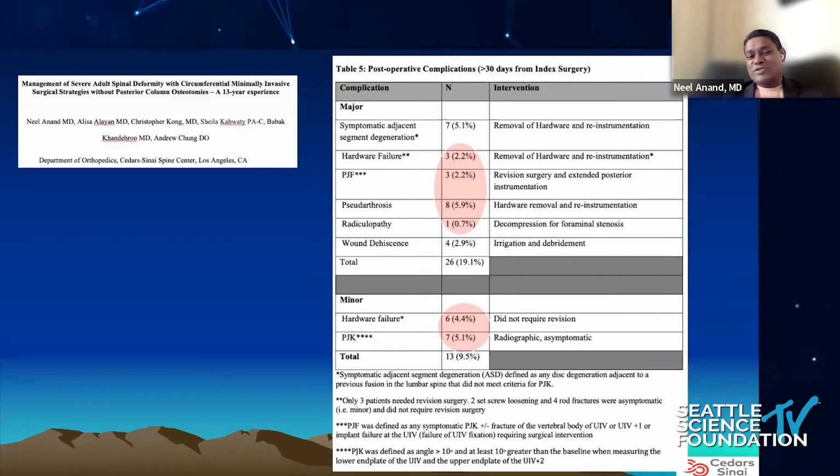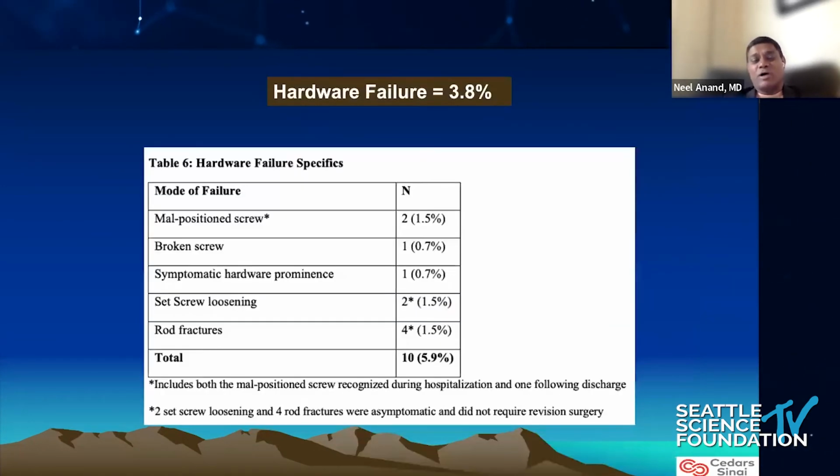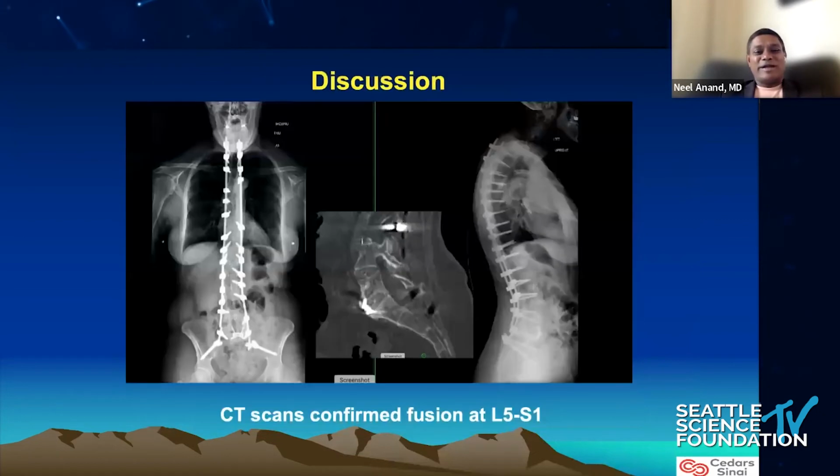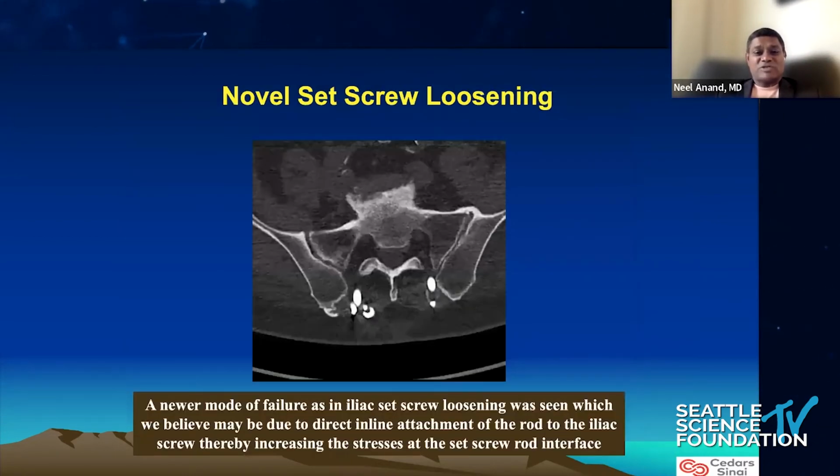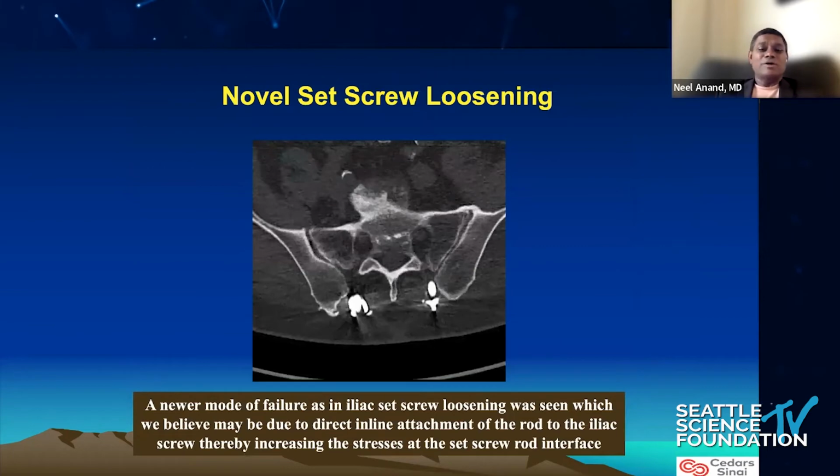These are all the patients. This is a 5.5 millimeter titanium rod. These are the hardware failures, of which only 2.2 was symptomatic, 3.8 was the total. Interesting hardware failure, which I think Chris talked about, is L5-S1 fuses, but the set screw is the one that gets loose. It's a fascinating failure that happens more than anything else.